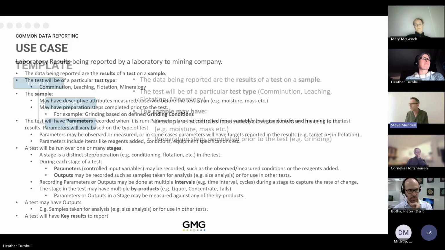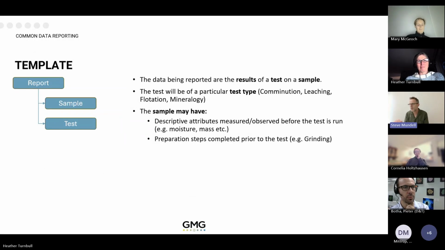Hopefully this is making sense to people, but hopefully it'll make even more sense as we go through it in these next slides. So ultimately, what we're trying to do here is just create this hierarchy. Ultimately, that's something that'll flow out of this. And just saying, well, what are we doing? Because the data being reported are the results of a test on a sample. So a test is a particular type, and you're doing it on a sample, and a sample will have descriptive attributes as well, whether they're measured or observed. They might have preparation steps. So it's just allowing that information to be recorded.